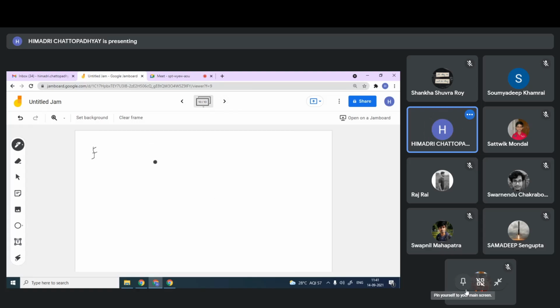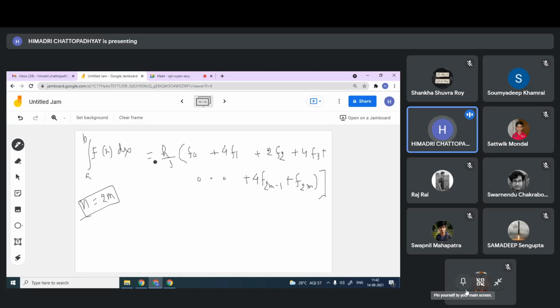The final form: the integral of f(x) dx from a to b will finally be h by 3 times f0 plus 4 f1 plus 2 f2 plus 4 f3 plus like this, finally we'll get the last element f2m. Remember, we have divided into n segments and n equal to 2m, some even number. Before that, this is 4, so this will be 4 f(2m minus 1) plus 2 f(2m minus 2).